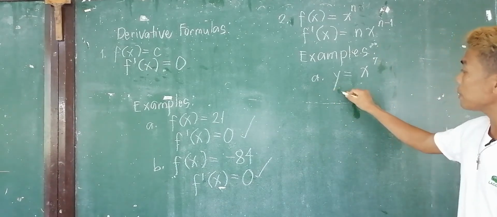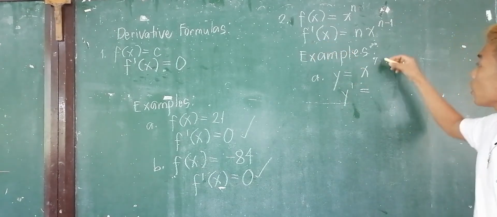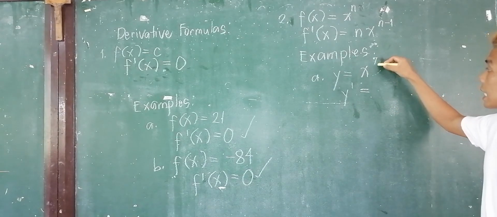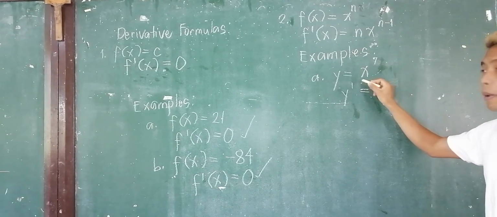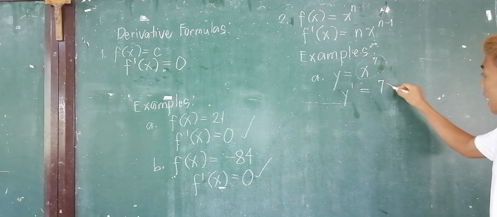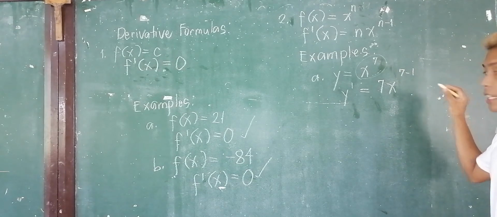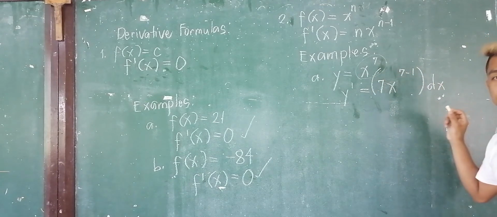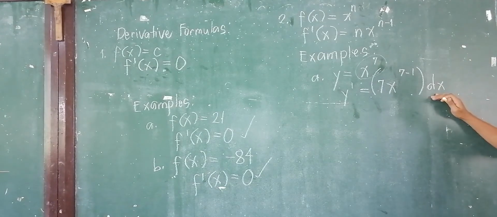So, the answer will be y prime, pareho lang doon, is equal to, kukunin mo yung exponent dito sa given, kung ano man yung exponent dyan, at sa pagkakataong ito, the exponent is 7. Kukunin mo yan, copy, imumultiply mo yan sa original monomial. So that would be 7x raised to 7 minus 1. Close in parenthesis, dx. Derivative of x. We are not yet done kasi. That's why we make use of dx.